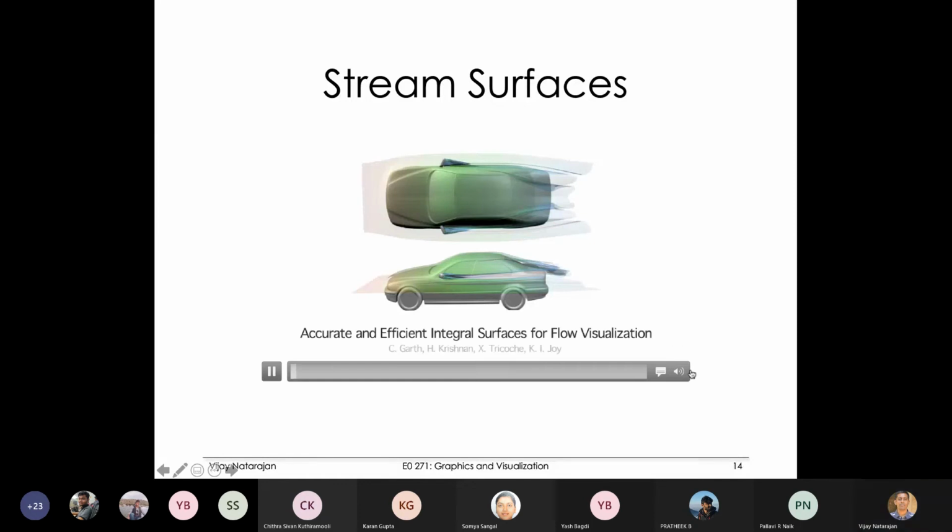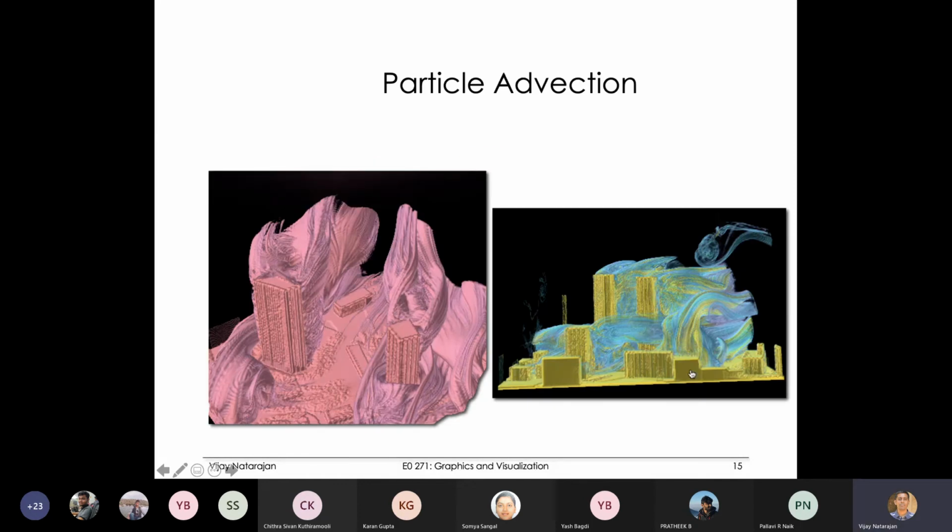Okay. So finally, there are other techniques that are helpful in 3D. Similar to your stream surfaces, you can take a bunch of points and advect them. Advect them as in, think of these points as dust particles that move over time and are subject to, let's say, wind as your vector field. So you get visualizations such as this.